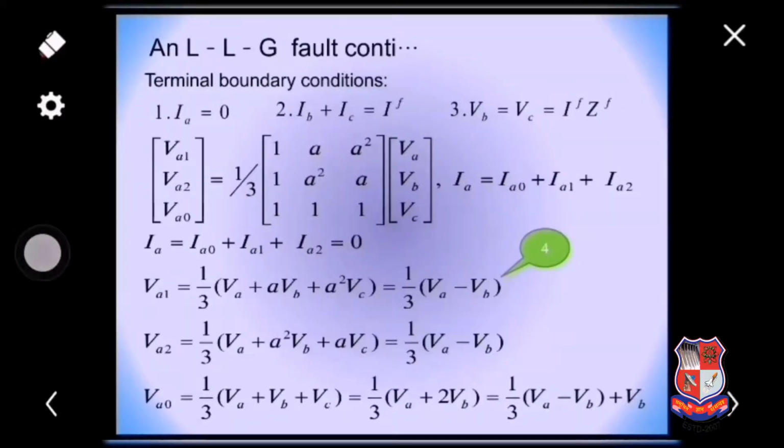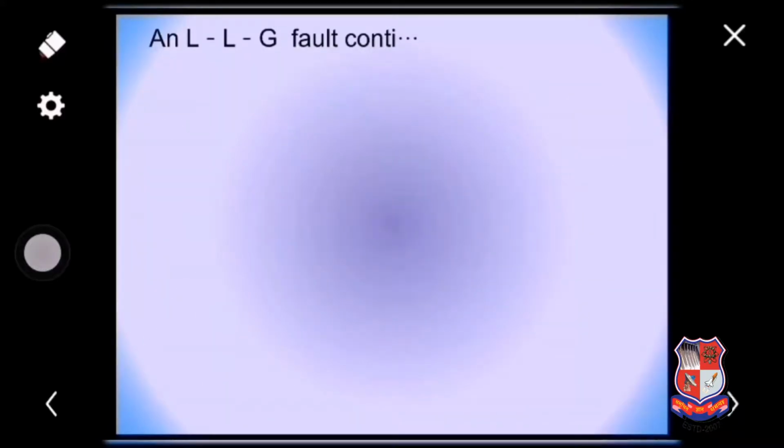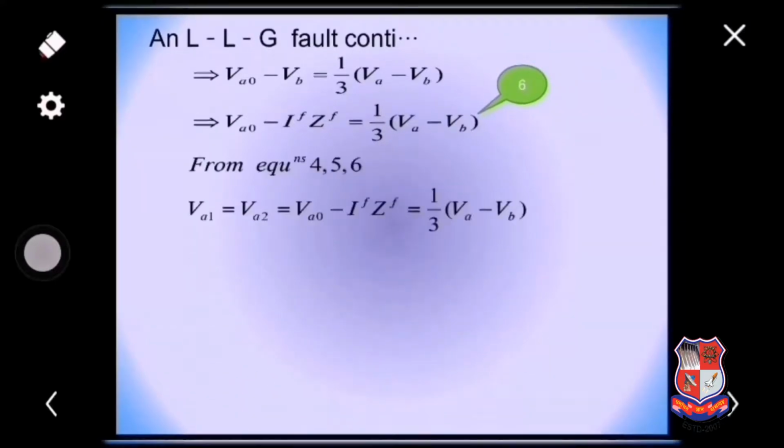Say this is equation number 4, and this is equation number 5. Now let us go for the relationship of VA0. Now VA0 minus VB will also be equal to 1 upon 3 (VA minus VB), and this VB is itself the fault voltage, or you can say the fault current drop, IF into ZF. So equations 4, 5, 6 are the same. See, take a look, equations 4, 5, 6 are the same. It means these three voltage drops are equal. The three voltages are equal, so this is only possible when the connection is parallel.